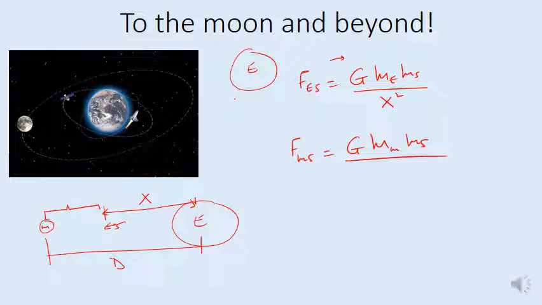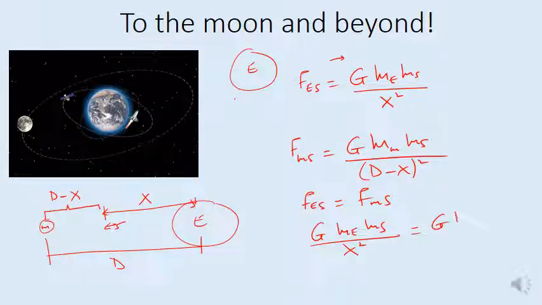So if the total distance is D, and I've eaten up a little distance, x, then what remains for the moon-spaceship system is D minus x. So this becomes D minus x, but not just D minus x. What Newton said, it's all squared. So when these two forces are equal, what do we have? We have G, mass of Earth, mass of spaceship, over x squared, must equal G, mass of moon, mass of spaceship, all over D minus x all squared.